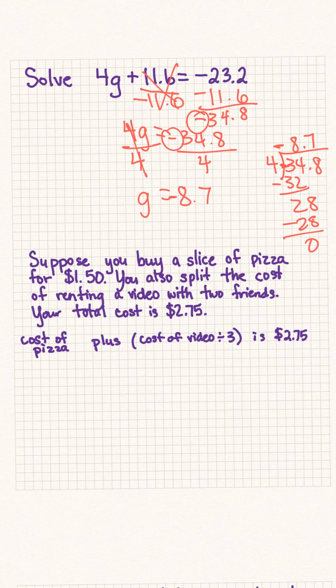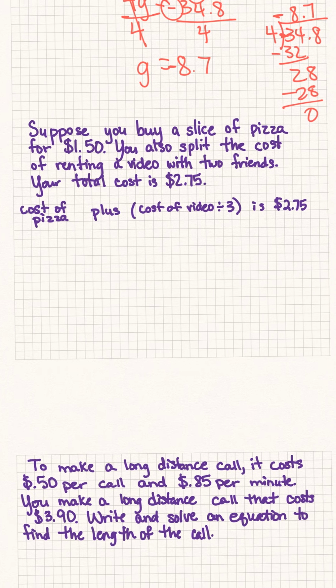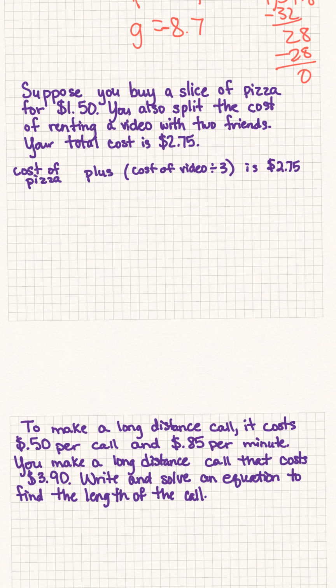Suppose you buy a slice of pizza for $1.50. You also split the cost of renting a video with 2 friends. Your total cost is $2.75. So we're going to take the cost of the pizza plus the cost of the video.